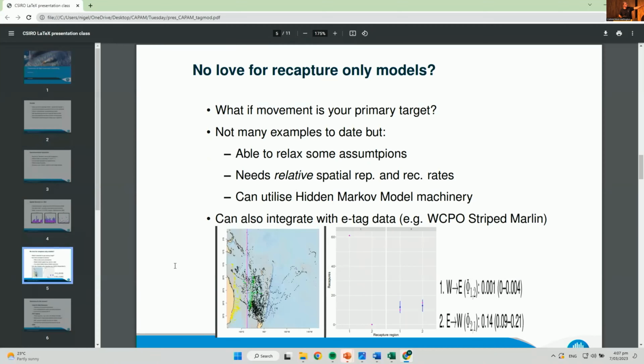So this was an example for striped marlin in the Western Central Pacific. We've got the tag tracks there on the left for different release locations. We had recaptures by release location, and you can utilize some pretty good stuff called hidden Markov models, which is a really efficient way to calculate likelihoods for these kind of Markovian transfer models, integrate it all together and get movement estimates. Now, obviously the challenge is you've got to then use those in the assessment, but this kind of stuff could be integrated into a stock assessment as well. So I think recapture only models deserve a bit more attention if your focus is movement.